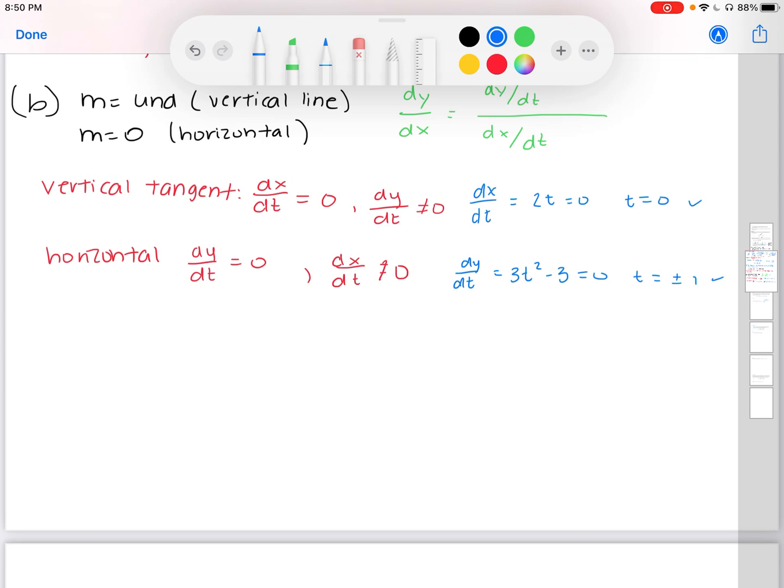Also remember that the first derivative also gives you your maximum and minimum. So we're finding our maximum and minimums.